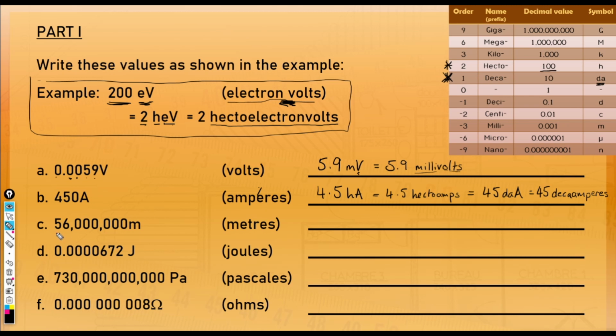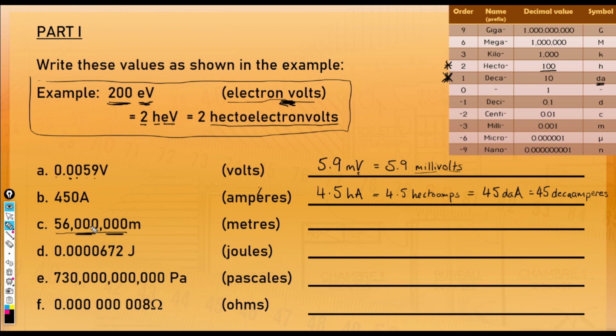Moving on to C, this number is 56 million meters. You're probably familiar with a million being 6 zeros. So there we go, 6 zeros. And of course, when we're writing out large numbers, it's traditional, after each set of 3 digits moving from the decimal point, to put in a comma so that you can more easily see these orders of magnitude. So we have 1,000, million, billion, and so on.